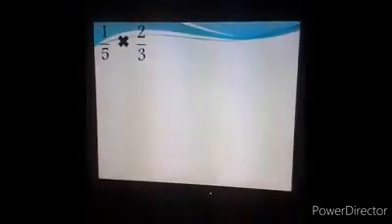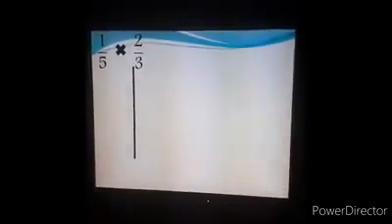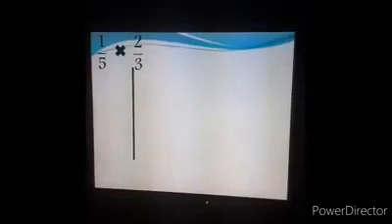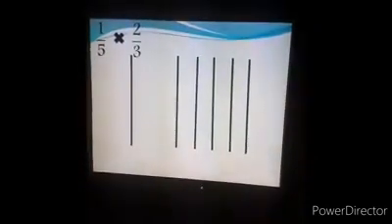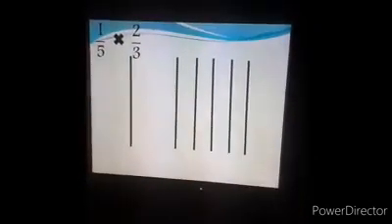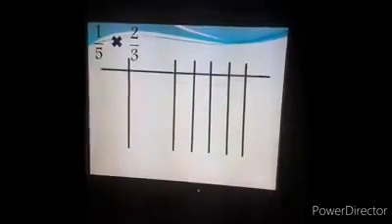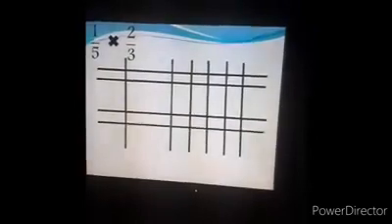We will represent the first fraction by vertical lines. The numerator, which is 1, we will draw one vertical line, and for the denominator, 5 vertical lines. For the second fraction, we will represent it by horizontal lines. The numerator, which is 2, we will draw 2 horizontal lines, and 3 lines for the denominator.